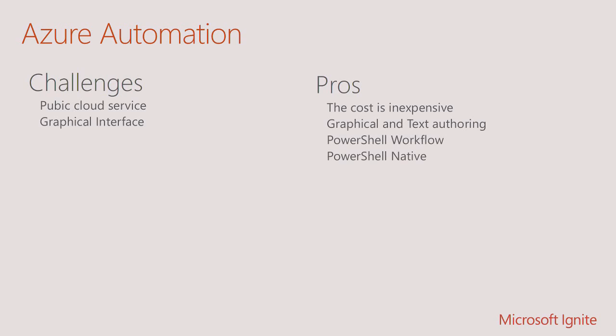We have both PowerShell workflow and native PowerShell inside there, and I can do that for both graphical and textual. For those runbooks to call each other, they have to be the same type of runbook, either a PowerShell workflow one or native PowerShell. We have DSC support. So remember me talking about the pull servers before? So we can actually use Azure Automation as a pull server.